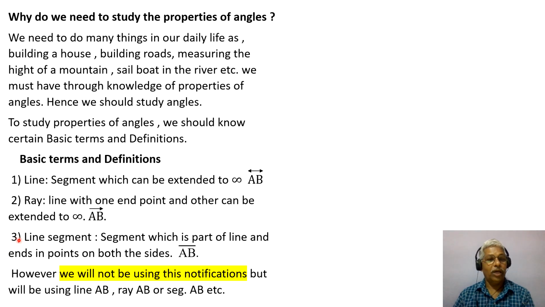You know this. And third one, a line segment. A segment which is part of a line, and ends in points on both sides. You know this. This is represented like this, with a line on top of this. However, we will not be using this notation. All these notations will not be used. But we will be using line AB for this, ray AB for this, and segment AB for this, etc. So we move ahead.